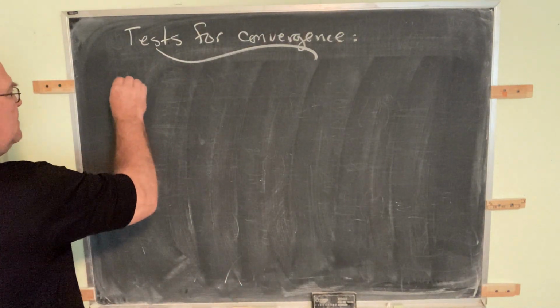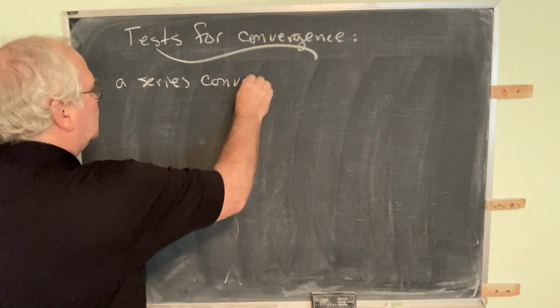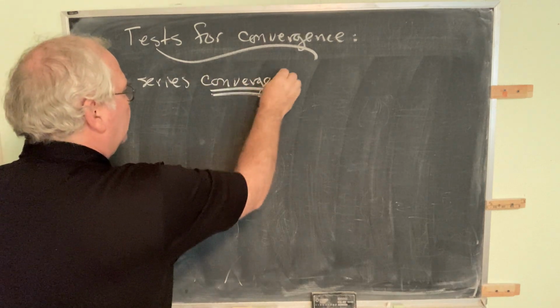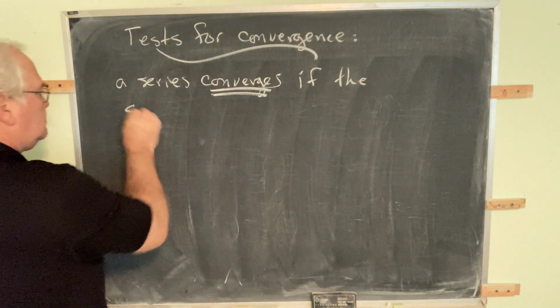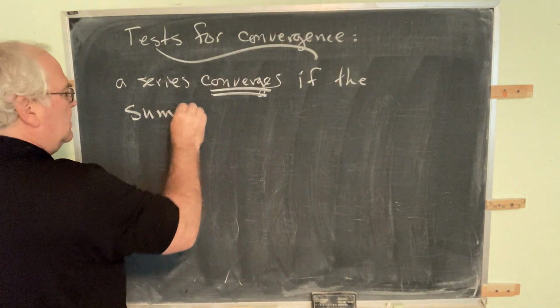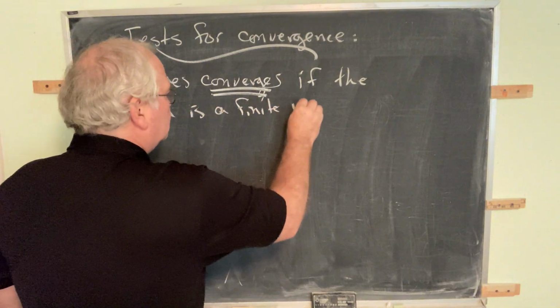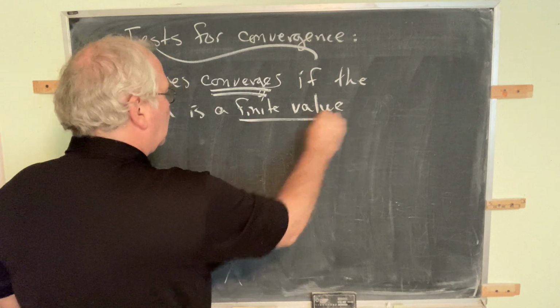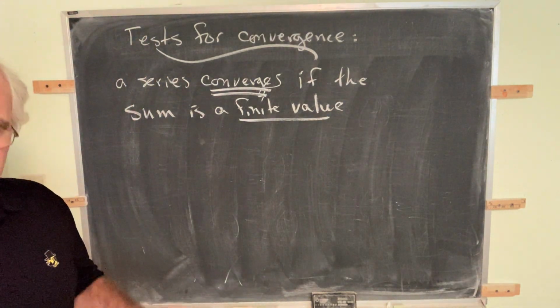Remember, a series converges if the sum is a finite value. If the sum is not a finite value, then it diverges.